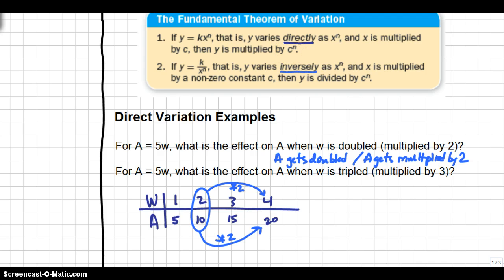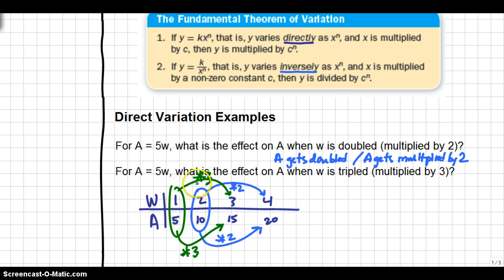Let's try that again for a different amount. Let's say that the w gets tripled. So if we start with the first coordinate and multiply it by 3, the 1 turns into a 3. Let's see what happens to the a. The a goes from 5 to 15, so that gets multiplied by 3 as well.